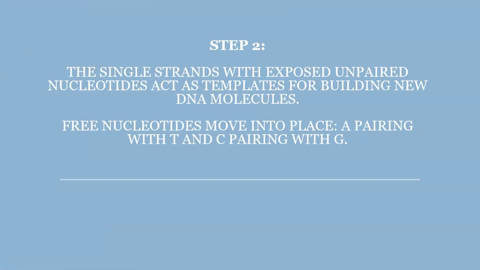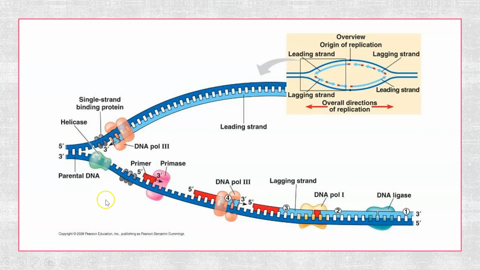Step 2. The single strands are then exposed to unpaired nucleotides, okay, and they act as a template for building a new DNA molecule. So free nucleotides that are within the cell then move into place, so they pair with their partner, okay, so that base pairing. So A pairing with T, so adenine pairing with thymine, cytosine pairing with guanine. Okay, so you can see here that the pairing is occurring.